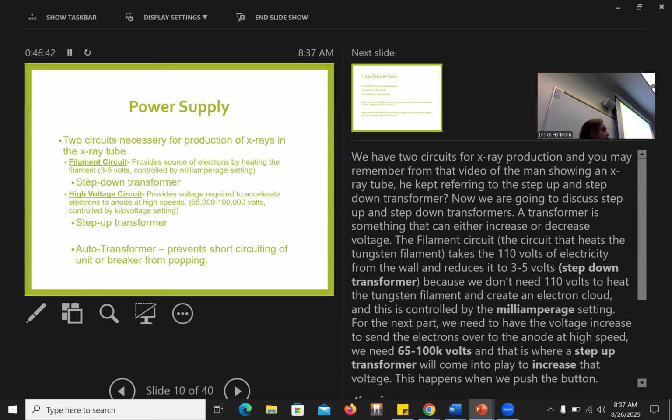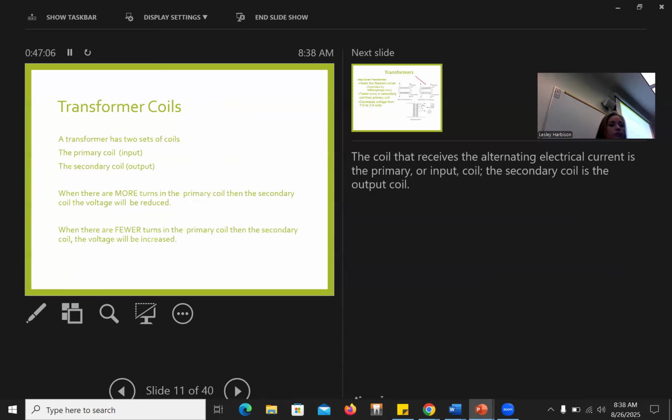The same thing is there: there are auto transformers in the radiology machine as well, but we have these specific transformers that are purposefully trying to way scale back the voltage or way increase it for the specific times that we need that extra voltage or decreased voltage.